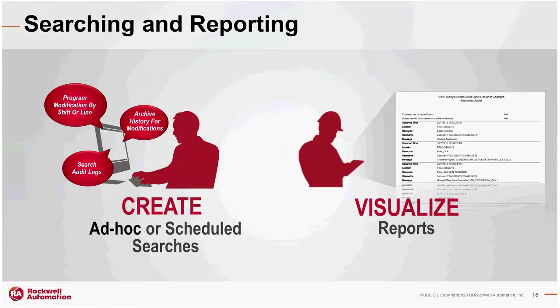So examples of searches could be maybe searching for any program modification by shift, by line, or by a combination of those. Maybe you're searching the archive history to determine what files any user has modified during the last month. Or you could be searching audit logs at the end of every shift for any I/O forces or other unsafe practices.